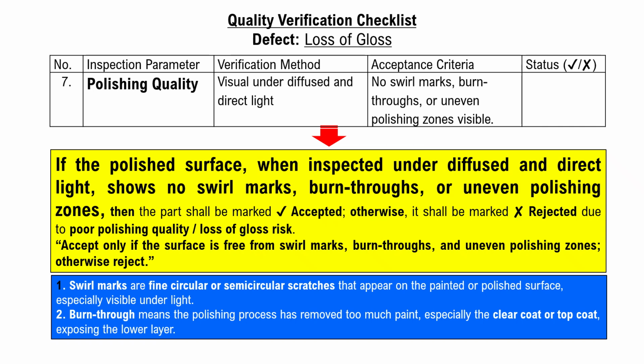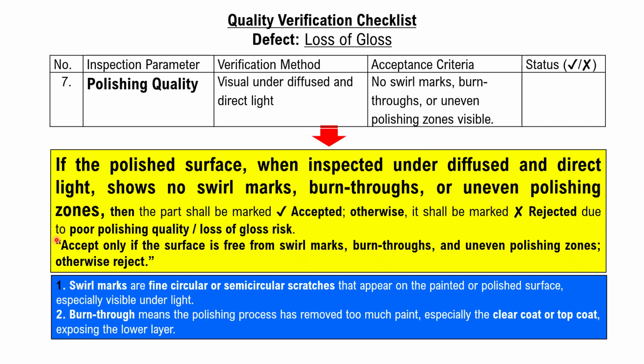Coming to the seventh inspection parameter of the loss of gloss, that is polishing quality. The verification method is visual under diffuse and direct light. If the polished surface, when inspected under diffuse and direct light, shows no swirl marks, burn-throughs, or uneven polishing zones, then the part shall be marked as accepted. Otherwise, it shall be considered as rejected due to poor polishing quality or loss of gloss risk.